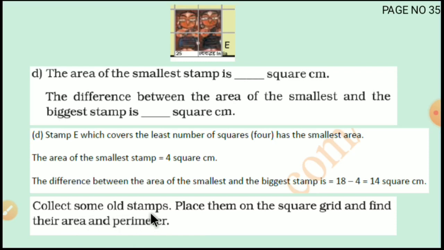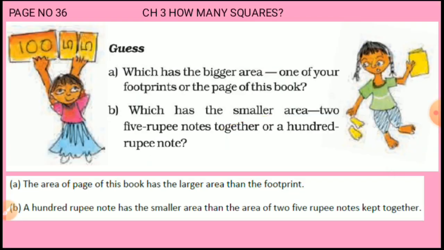Collect some old stems, place them on the square grid and find their area and perimeter. Now you should be on the page number 35. Let's go to the further slide. Now it is on the page number 36. How many squares? Guess which has the biggest area, one of your footprints or the page of this book.